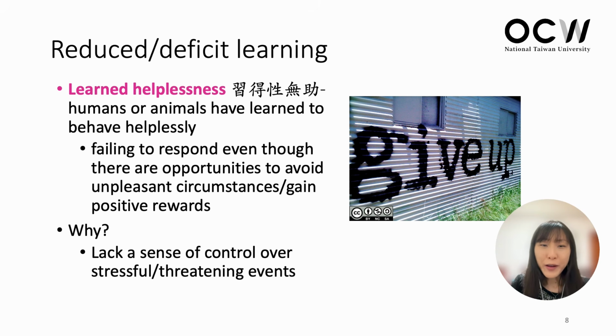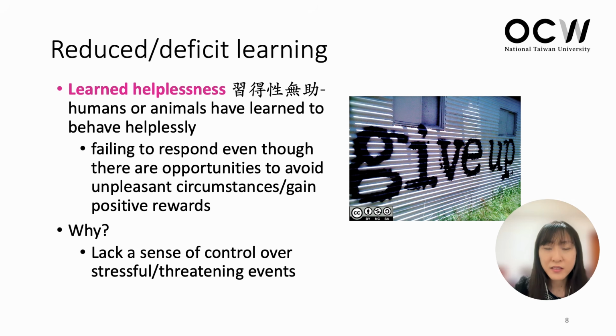You might wonder, why does learning sometimes not occur? The concept is called reduced or deficit learning and is tied to learned helplessness. This is when humans or animals have learned to behave helplessly, even though there are opportunities to gain positive rewards, like positive reinforcement, or avoid unpleasant circumstances, or remove negative punishment. Lack of a sense of control over stressful or threatening events may be a contributing reason why people or animals develop learned helplessness.